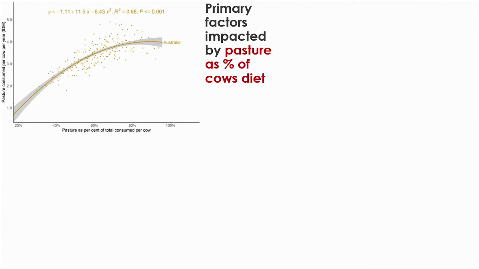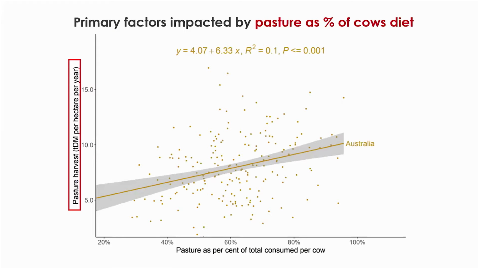This graph outlines the strong association between increasing diet pasture percent and increasing pasture consumed per cow. This graph outlines the impact of diet pasture percent on pasture harvest, which is a particularly important relationship to understand. The trend is strong, with increasing diet pasture percent contributing to an increase in pasture harvest.